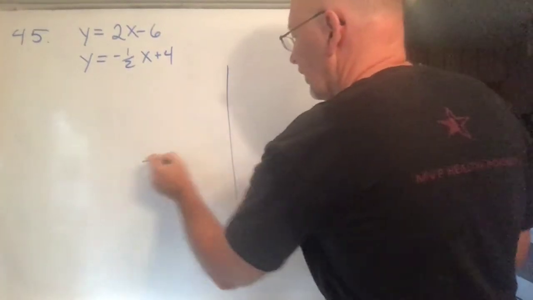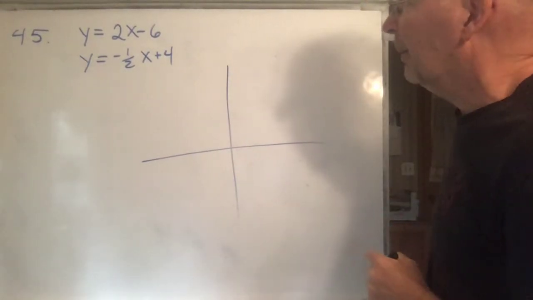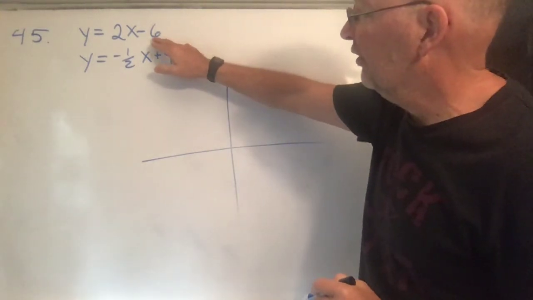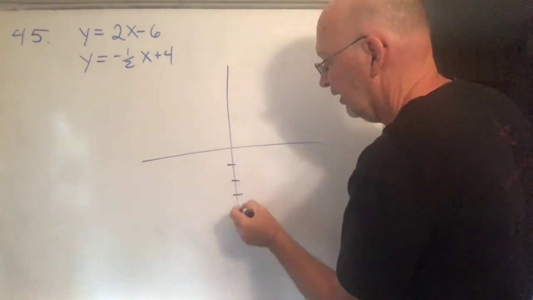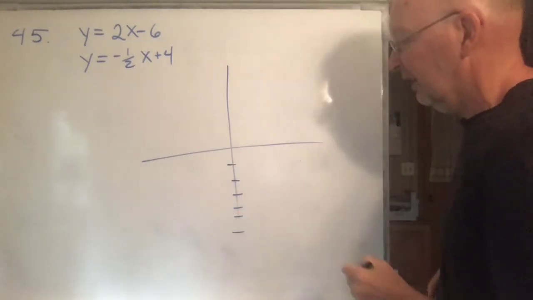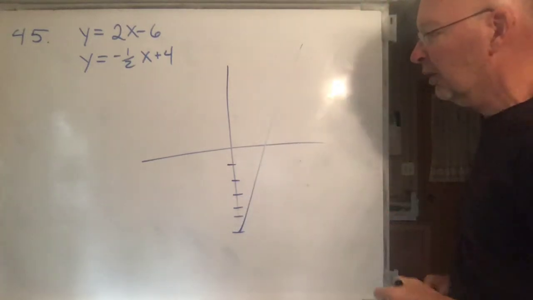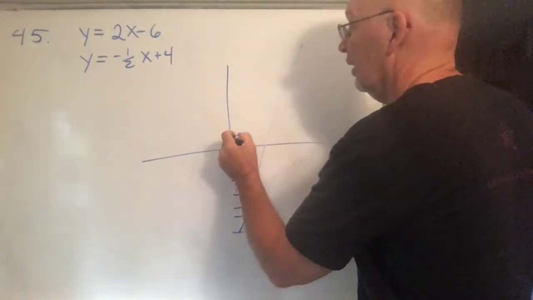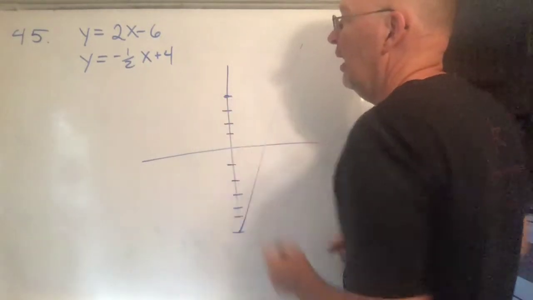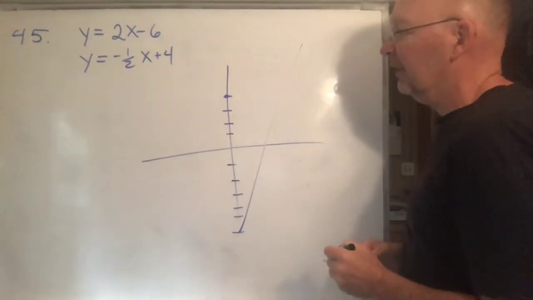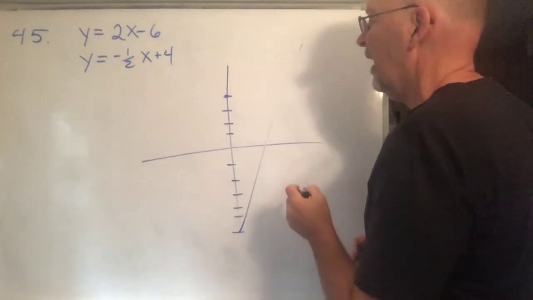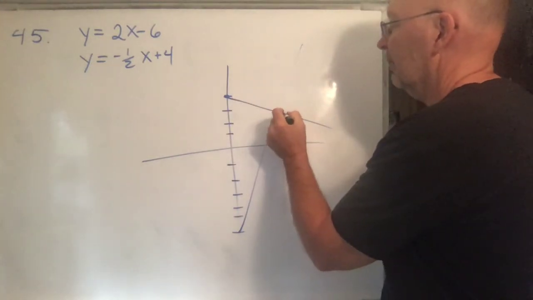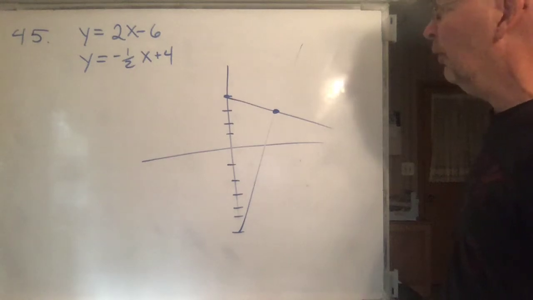So just real roughly, I'm not going to do a really good job on this, but to get a sense of what these functions look like, 2x minus 6, when x is 0, y is negative 6, so it's down there, and it has a slope of 2, so it's going to be going up kind of like that. And then how about this one? This one has a y-intercept of 4, and it has a slope of negative 1/2. Negative means it's going downhill, and negative 1/2 means it's not going downhill all that steeply. So something like that. So there's a pretty good idea of where that point is going to be.